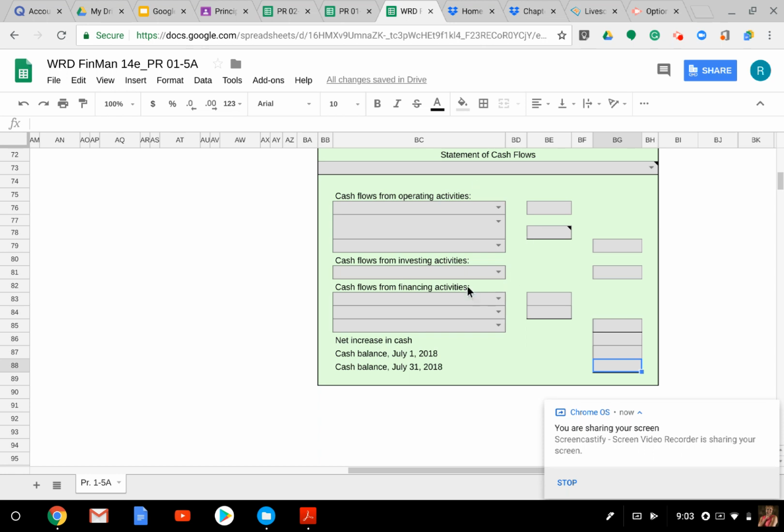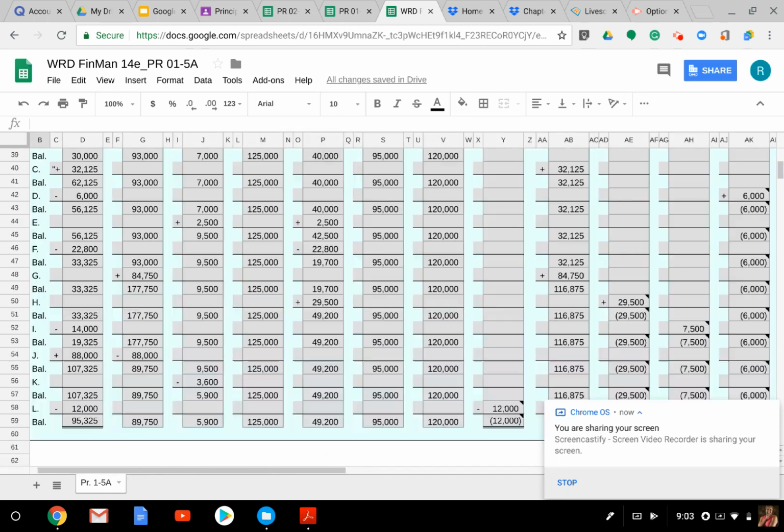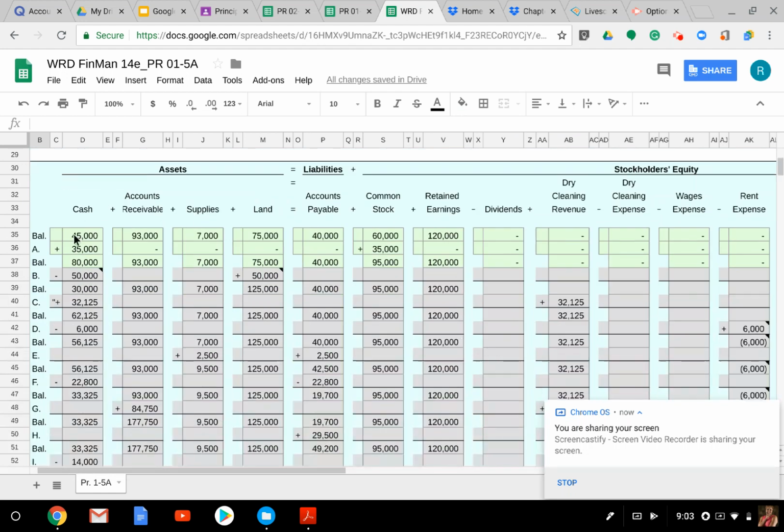When you're trying to determine which ones are cash, which ones are operating, investing, or financing, you go way back over here to only your cash column. Here's your beginning balance in cash. Here's $35,000 that came in for common stock, so that'll be plus. Here's $50,000 that went out for the purchase of land, so that will be minus for the investing. Had $32,125 that was revenue, so that's part of your operating money coming in. You have $6,000 that you paid out in rent. That's part of operating. Then you come all the way down.